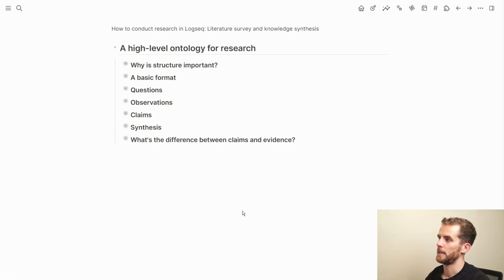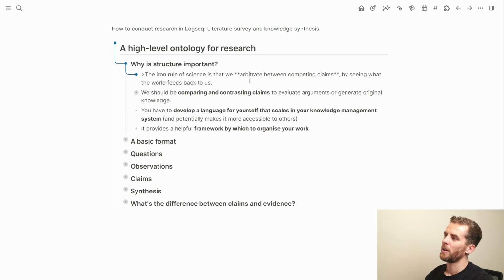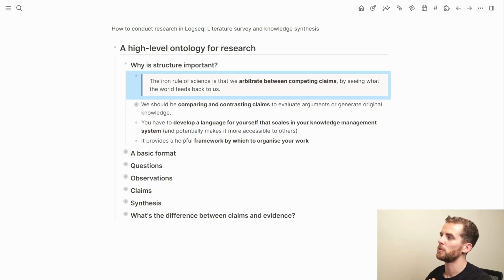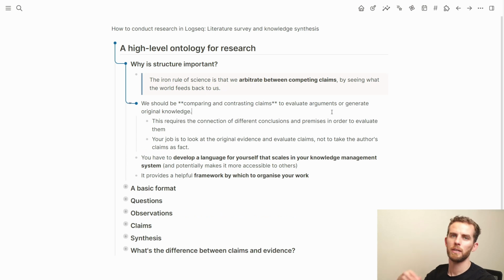We're now going to look at a high-level ontology for research, and yeah, this is universal. It's not specific to Logseq. It's just a way to think about structuring your work so that it's beneficial for you in the long run. Why is structure important? This is something which Joel said to me, which is the iron rule of science is that we arbitrate between competing claims by seeing what the world feeds back to us. So we should be comparing and contrasting claims to evaluate arguments or generate this original knowledge. Now, this requires the connection of different conclusions, premises, etc., in order to be able to evaluate them. And this is where that linking becomes very useful.